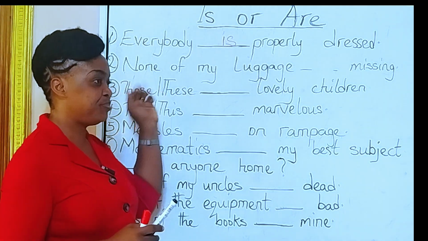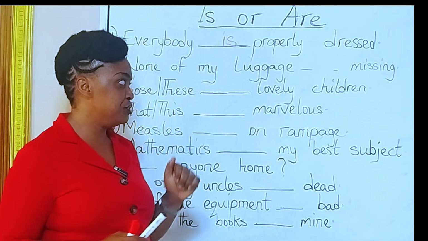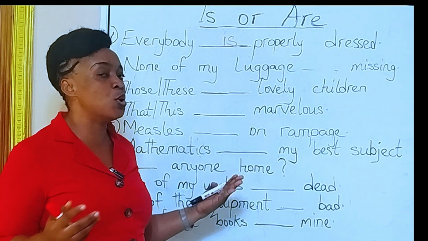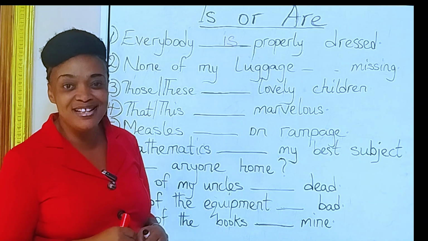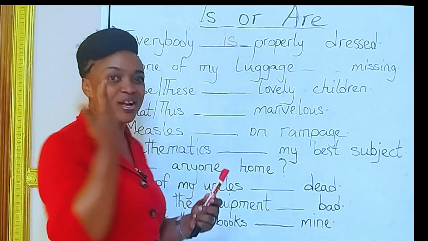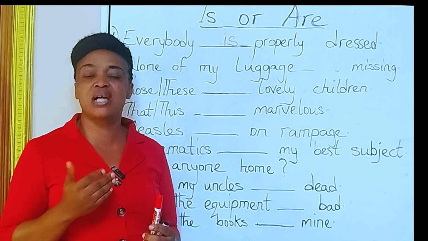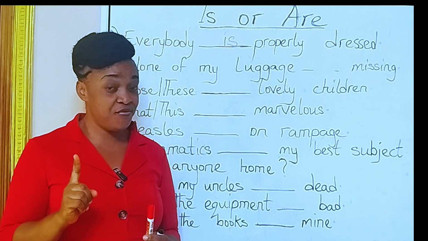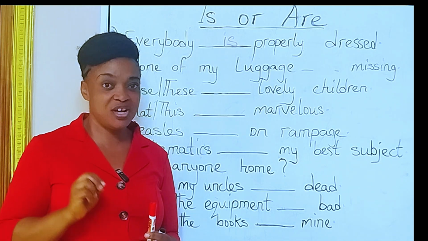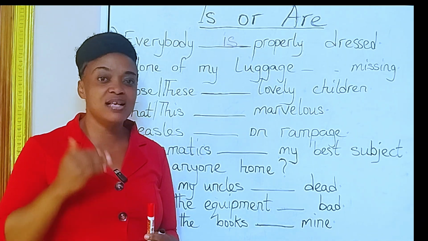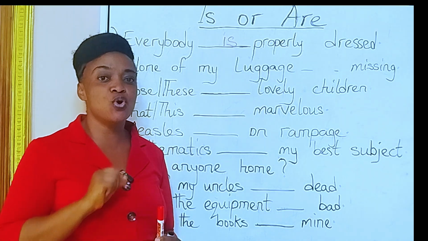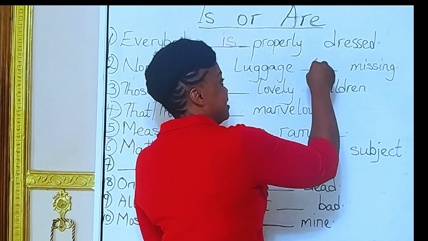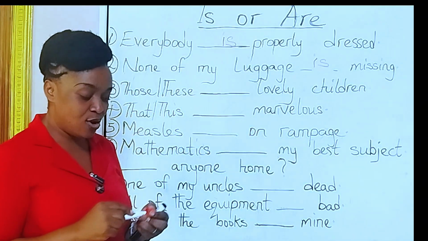Number two, none. None of my luggage. Do you say none of my luggage are missing? Or none of my luggage is missing? Of course. Think about it. It should be is because luggage is an uncountable noun. When you have an uncountable noun, the rule states that you work with the singular verb. Information, music, luggage, fish, name them. These are nouns that are uncountable. Therefore, you go with the singular form of your verb. So here, we're going to say is missing. None of my luggage is missing.